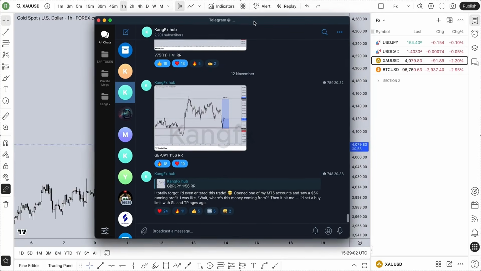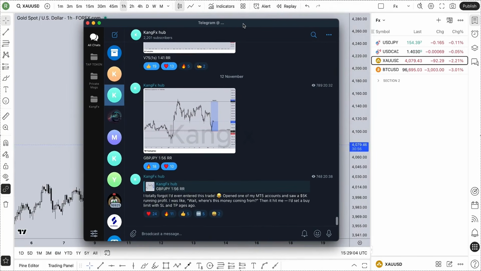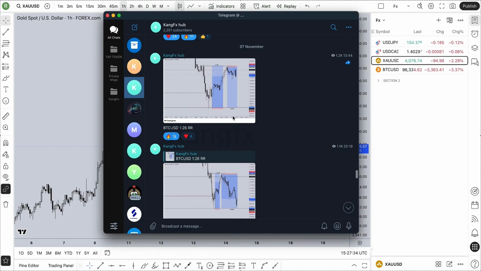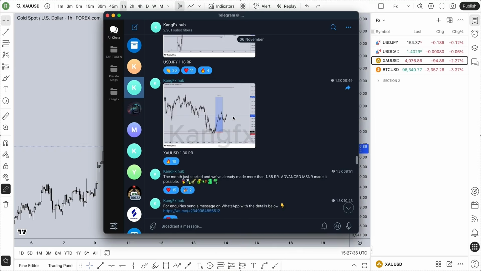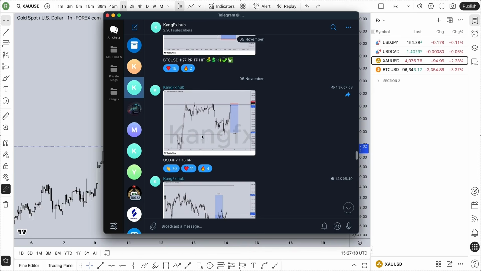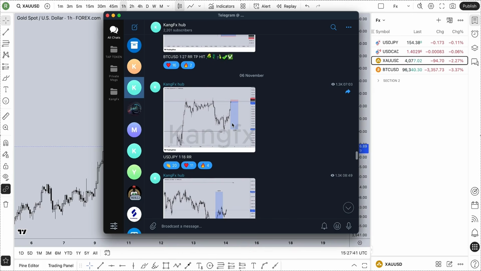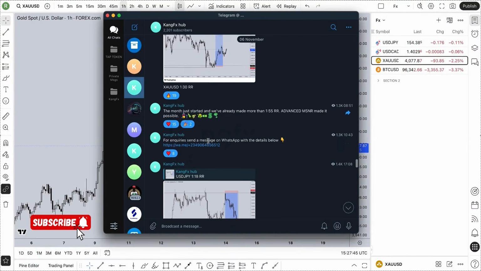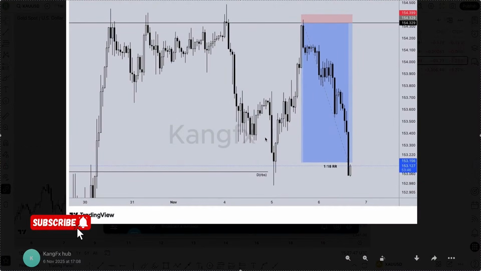I'll be showing you guys how we made 1:200 RR in this very video this week. Now, starting from my Telegram channel, the first trade I took was this trade on USD/JPY. This was 1:18. This was the trade, and this was the TP when the market hit TP.